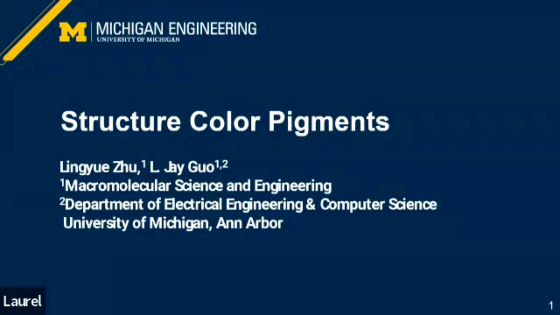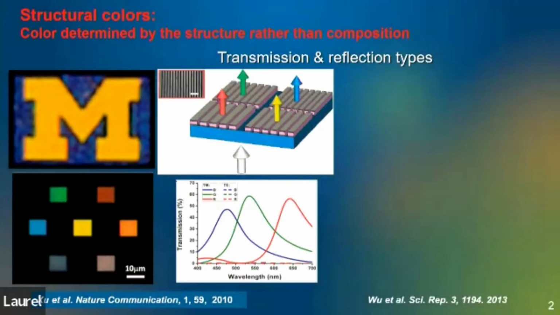And today I would like to give a talk on structural color pigments, a project which has been sponsored by the DSCT project last year. To begin with, as we can see in our daily life and also on automobile coatings, pigments and dyes are used everywhere.